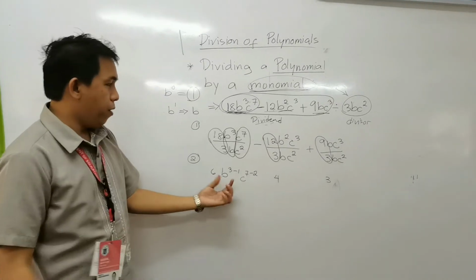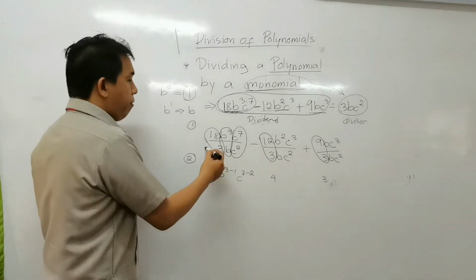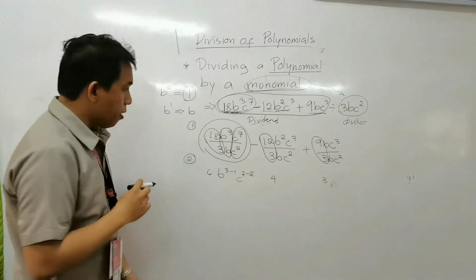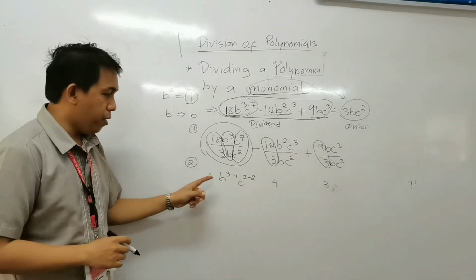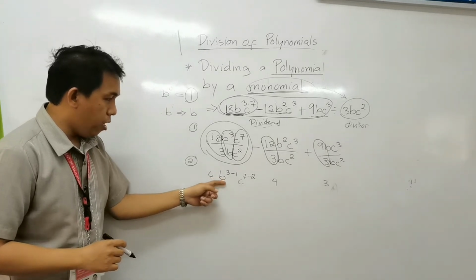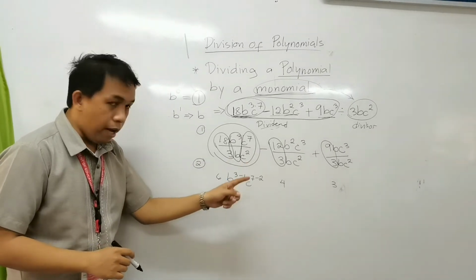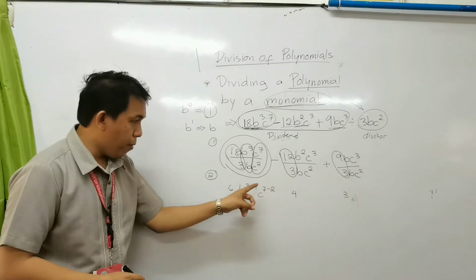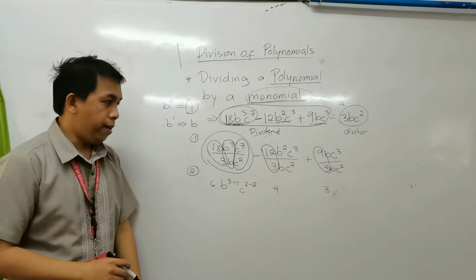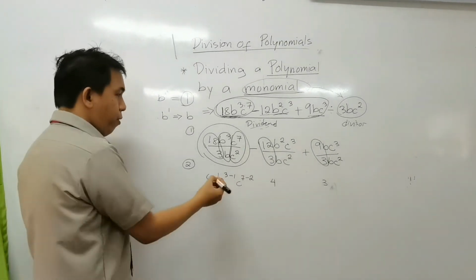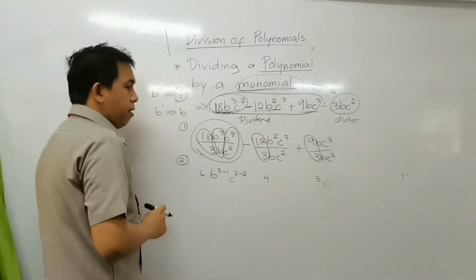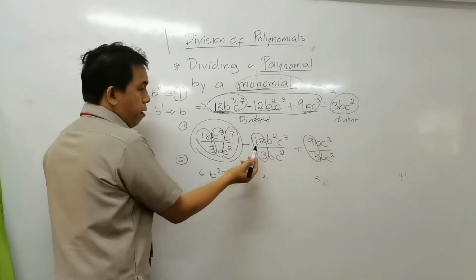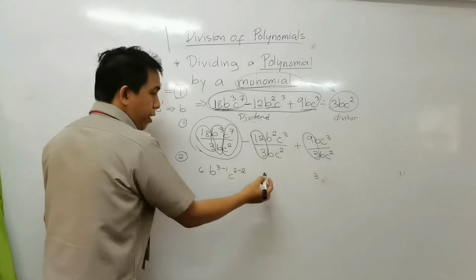So here, we are done with the first term, right? We have already divided. So the result is 6b to the power of 3 minus 1, then c to the power of 7 minus 2. Okay, so again, we're done with this. Next, let's proceed to the other term. So we're done with the numbers. 12 divided by 3, we have 4.